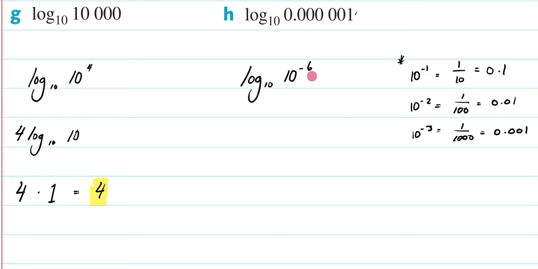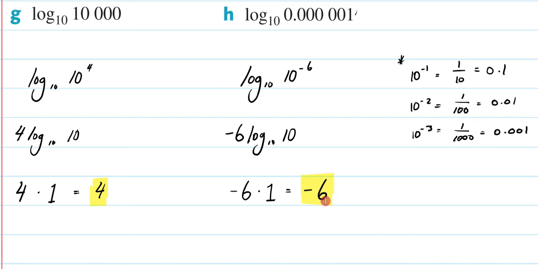All right. Once I'm here, I'm just going to move that negative 6 to the front, and I'm going to get negative 6 log 10 of 10. And then what I'm going to do is negative 6 times 1 is going to be equal to negative 6. And just like that, I get my answer.